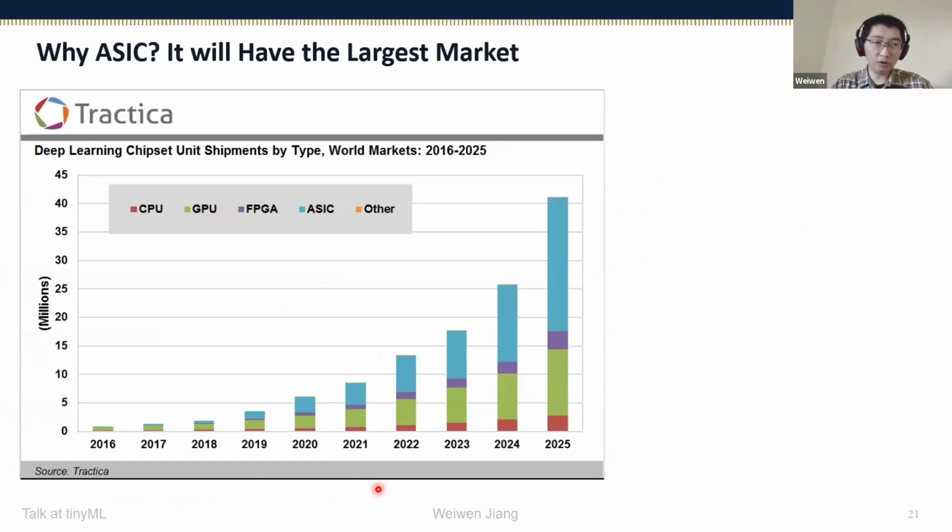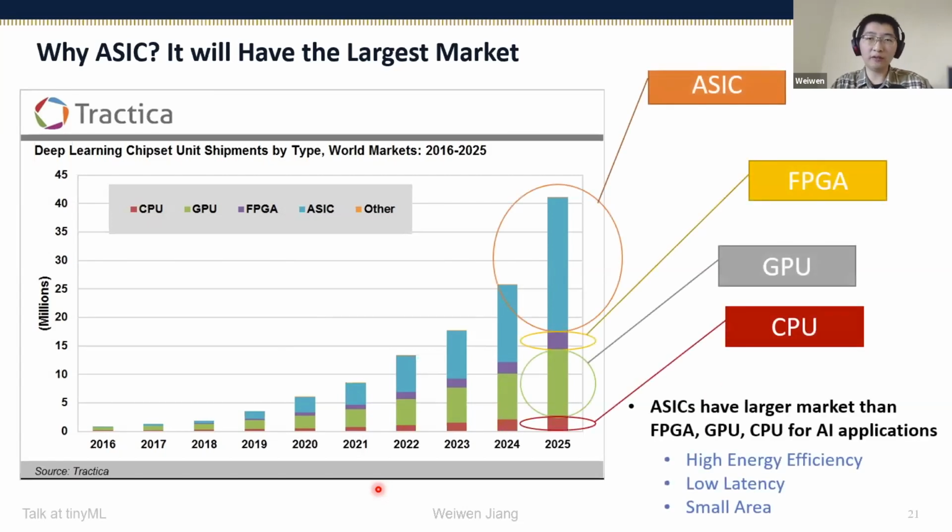As reported by Tractica, ASICs are becoming more popular for the implementation of AI applications than FPGA, GPU, and CPU, and will gradually dominate the market. This is because the ASIC has natural advantages in energy efficiency, latency, and area.